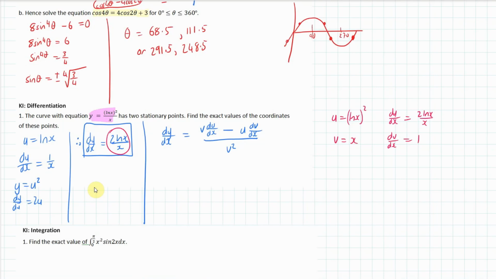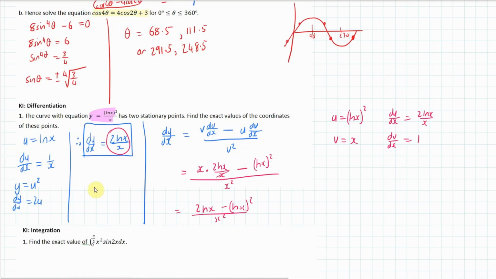So now we go ahead and pop in all of that data. So we get v, which is x, times du dx, so 2 ln x over x. Then we go minus u. Now u is ln x all squared times 1. So we can just put that there. And at the bottom we've got v squared, so x squared. Now you can hopefully see we can cancel that and cancel that. So we're going to get 2 ln x minus ln x all squared all over x squared.